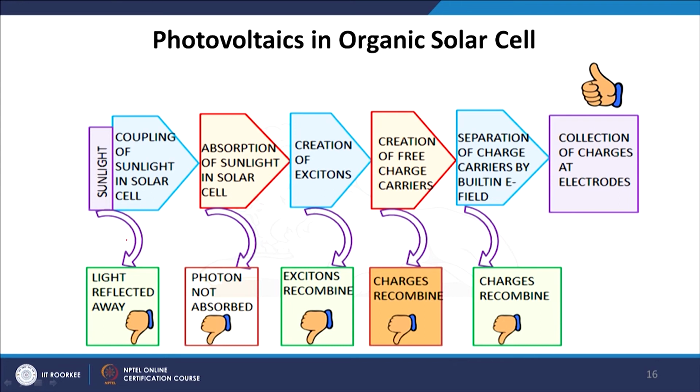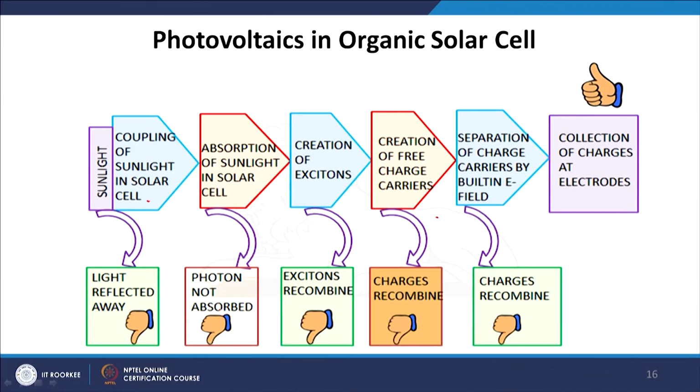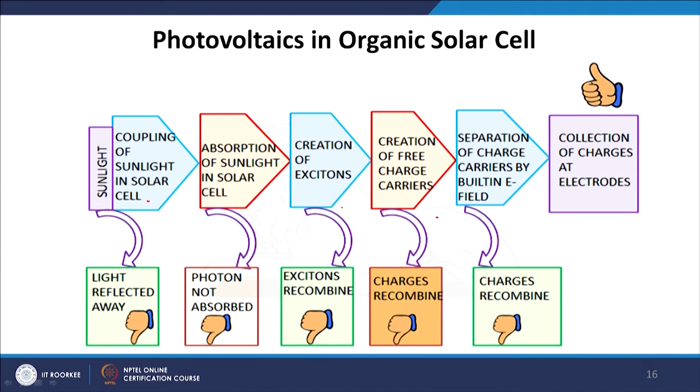So, the sunlight falls on the materials, and there is coupling of the sunlight into the solar cell, then absorption of the sunlight in the solar cell, then creation of excitons, then creation of free charge carriers, separation of the charge carriers, and then collection of the charge carriers by the electrode. Now, if the coupling of the sunlight into the solar cell is not very good due to reflection loss, then we have to take care of that factor, and that is why we put an anti-reflection coating on the solar cell. If the absorption of the solar cell is not good, then photons will not be absorbed. That is why we have to design a material whose absorption is very good, or design a low band gap polymer.